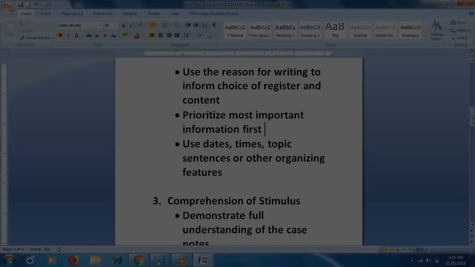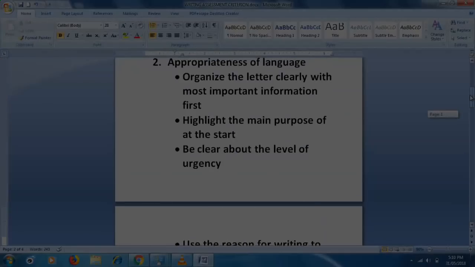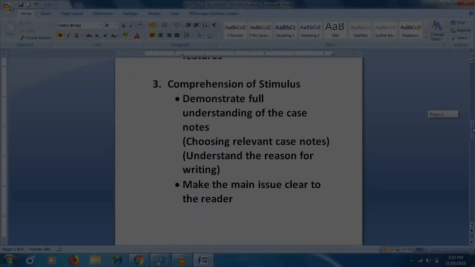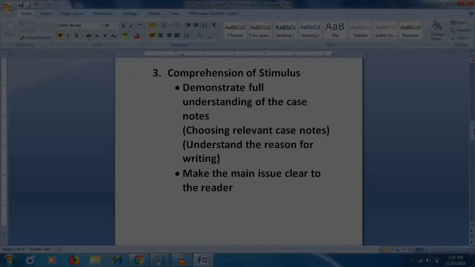So you can use adverbs of time to convey time relationships. You can use words like following, subsequently, next, then, to demonstrate your understanding of drawing an inference of the time relationships in a healthcare environment. Then this concludes the second point, which is appropriateness of language. Then the third one is comprehension of stimulus.